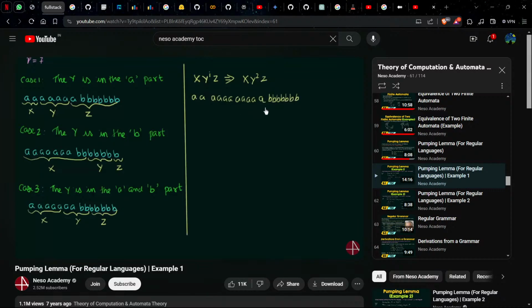Now we have to see if this string lies in our language A or not. So let's count how many a's we have: 1, 2, 3, 4, 5, 6, 7, 8, 9, 10, 11. We have 11 a's and how many b's? 7 b's. So 11 and 7. So the number of a's and number of b's are not equal. In our language, the number of a's should be equal to the number of b's. So this string does not lie in our language for case number 1. Now let's try the same thing for case number 2.